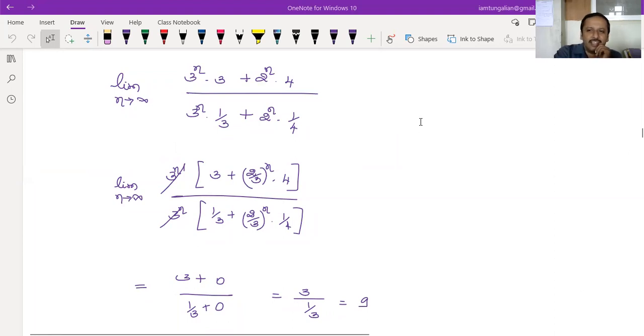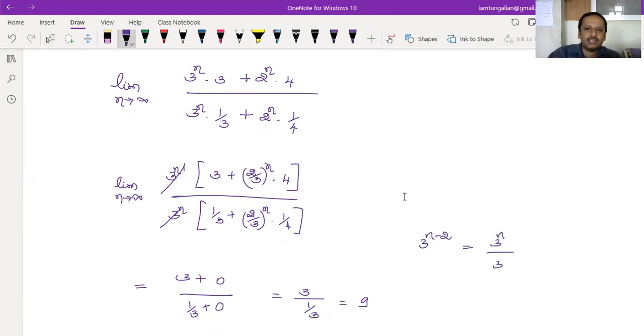Okay, fine. Denominator, 1 by 3. How, sir? The denominator 3 power n minus 1 is there now. This can be written as 3 power n by 3 power 1. This is equal to 3 power n into 1 by 3. In that, 3 power n I have taken out, so 1 by 3 is remaining.